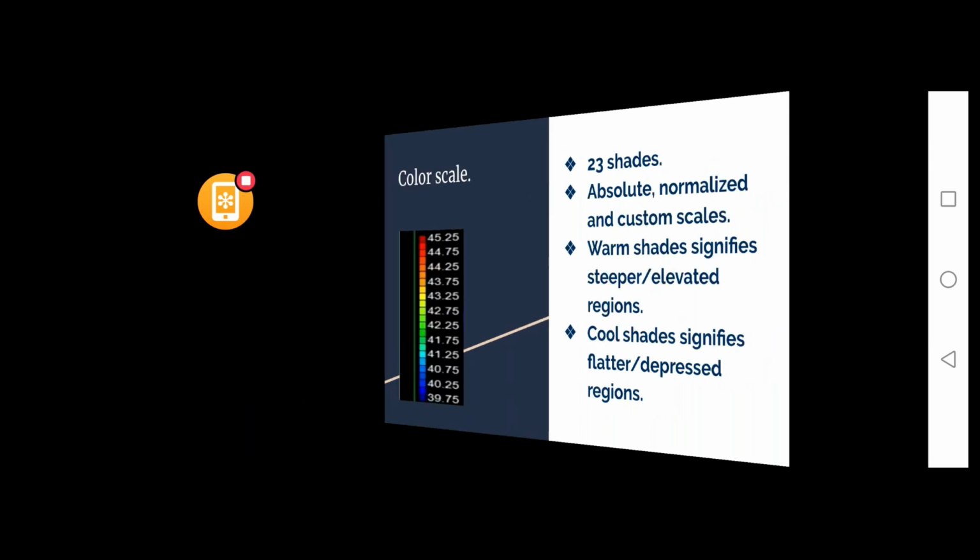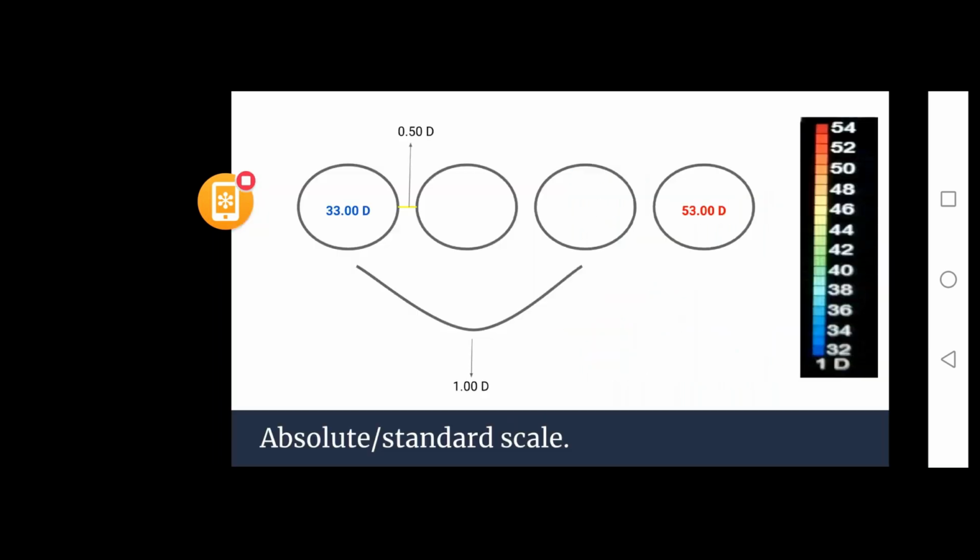So as you can see in the diagram over here, there are a few circles drawn, right? Let's consider these circles as different points on the corneal topography, or on the cornea basically. These are the points on the cornea. The flattest region on this cornea is 33 diopters, and the steepest region on this specific cornea is 53 diopters.